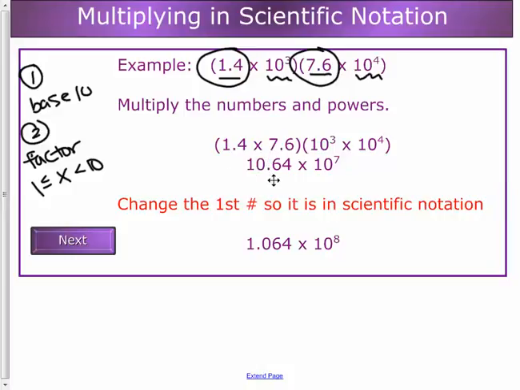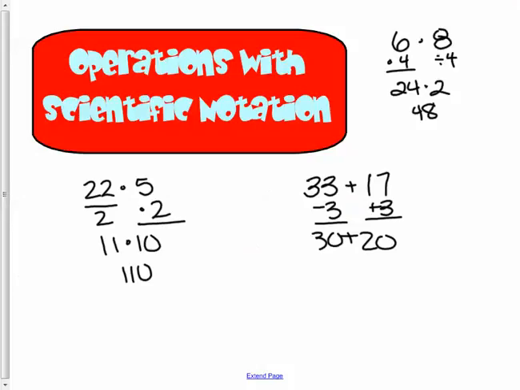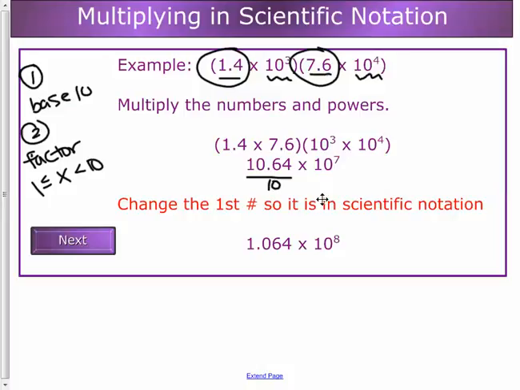So what am I actually doing here to move the decimal point that way? I'm making it a smaller number by dividing by 10. And over here, we said, what if we divide by a number, the other number has to be multiplied by that same number. So here I'm multiplying by 10, or 10 over 1. So when I divide by 10 over here, I get 1 and 64 thousandths, and in multiplying by 10 over here, I get 10 to the 8th power.